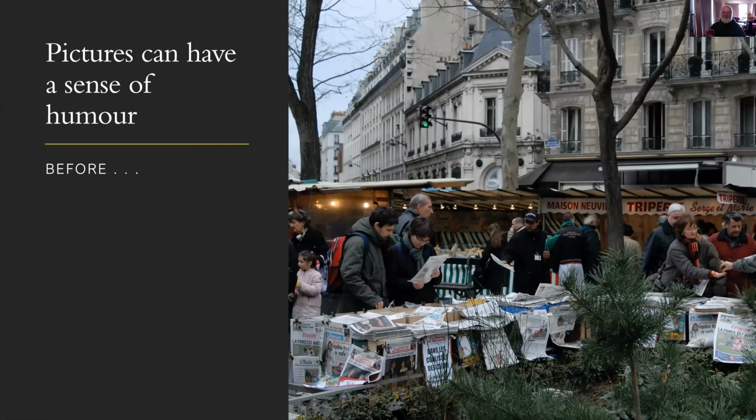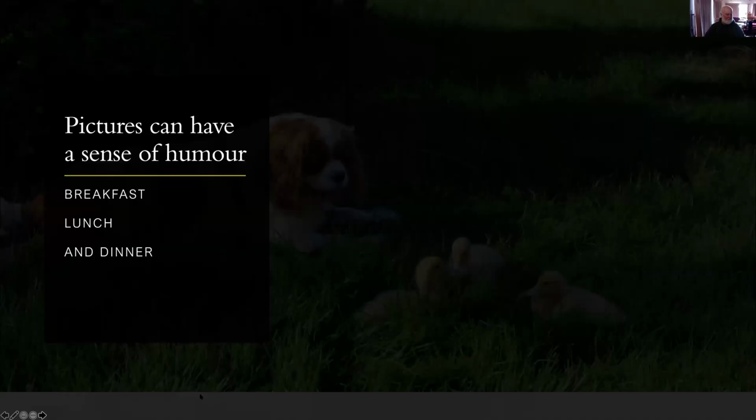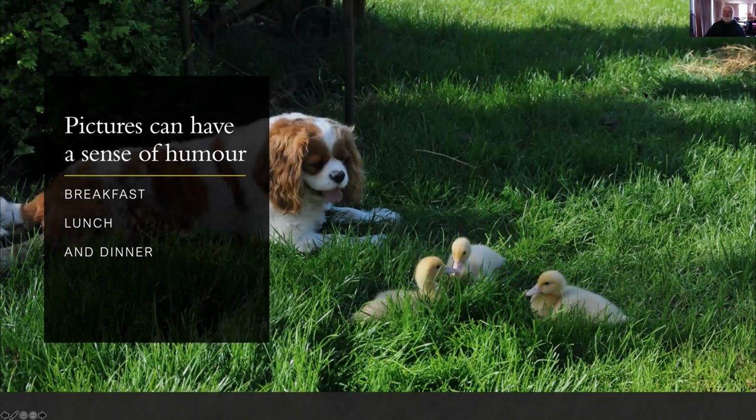Again, it's just mini storytelling, but you take something like that and then you move to something like that. It's before and after. It's the market in full swing, and then it's the remnants. Breakfast, lunch and dinner. It's as good a name as any for a duck, I think. I have to say, my dear departed Lily, who was there, would mother anything, and she mothered those ducks.